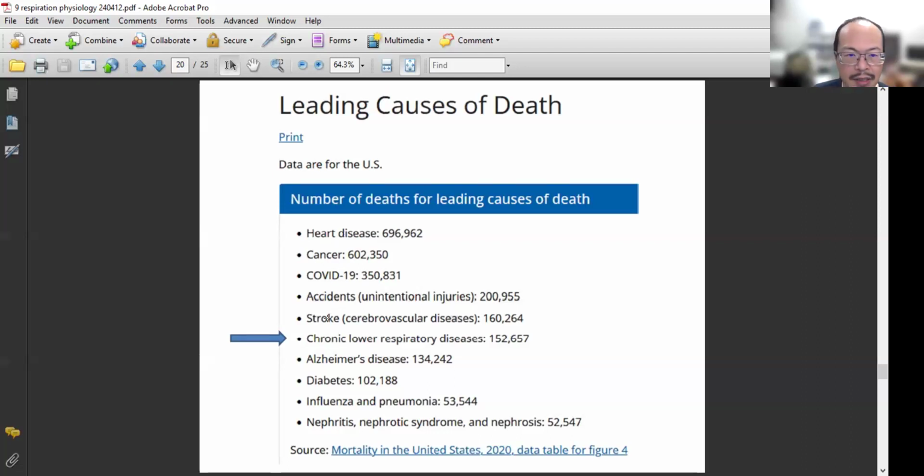Stroke, accident, this is another cardiovascular, cerebrovascular disease. Here, COPD, chronic obstructive lung disease, chronic lower respiratory disease, so it includes several things. So that's respiratory disease. This is a leading cause. Why is it? A lot of this is due to smoking.